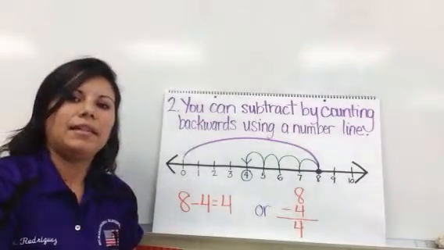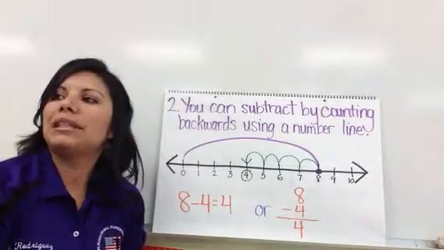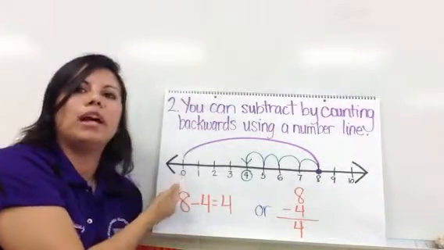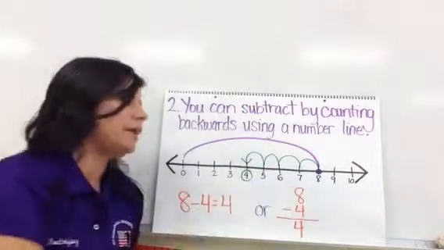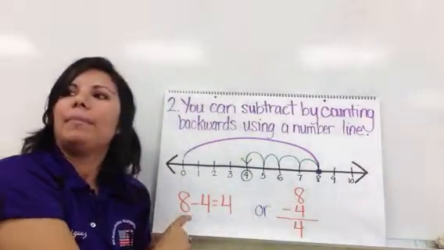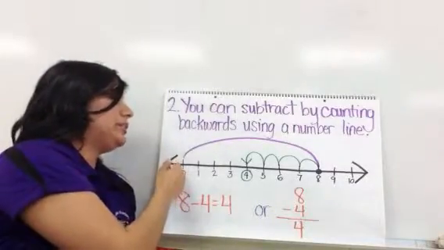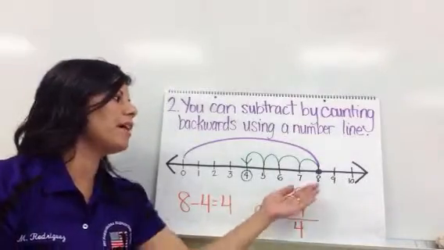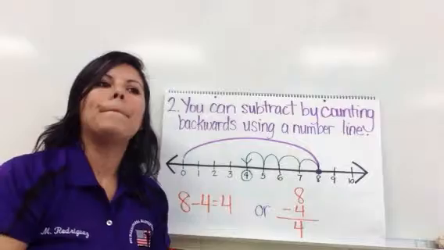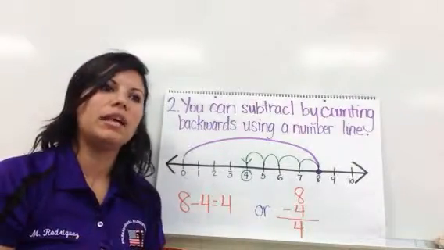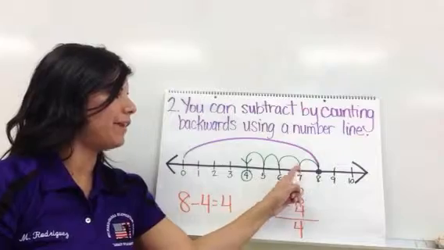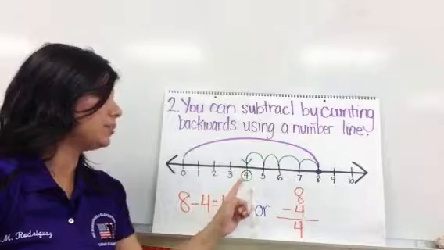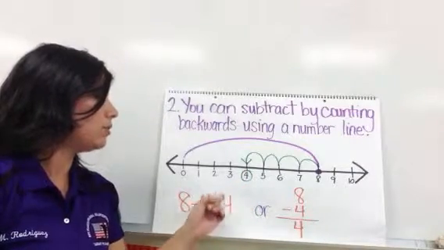The second method states that you can subtract by counting backwards using a number line. So if you see here on this chart, I have a number line from 0 to 10. Now the problem that we used was 8 minus 4. So we start at the 0, we jump to the 8 because that is going to be our starting point. So from there, I'm going to subtract 4 by jumping backwards 4 times. So I start at 8 and then I jump 7, 6, 5, 4. And here I stop because I subtracted 4. Therefore, my answer is also going to be 4.